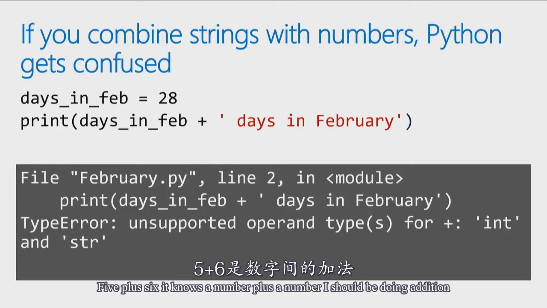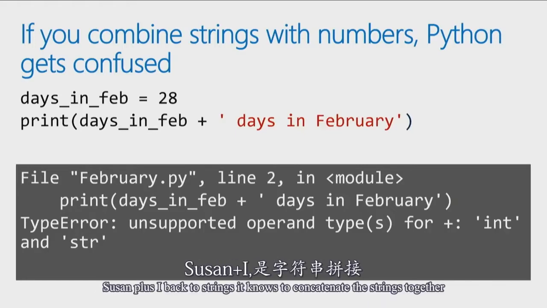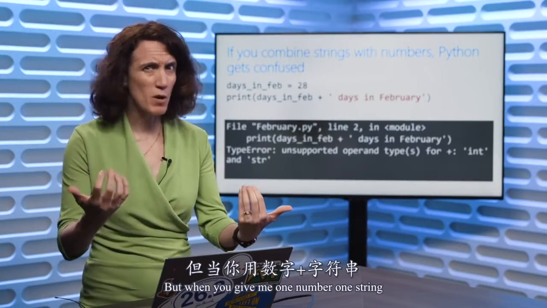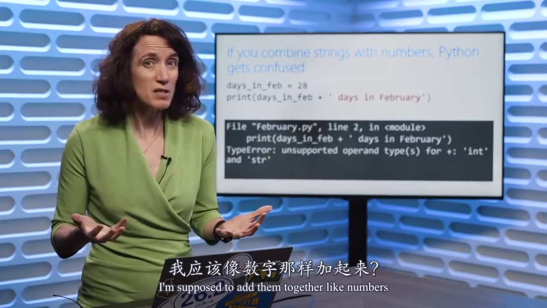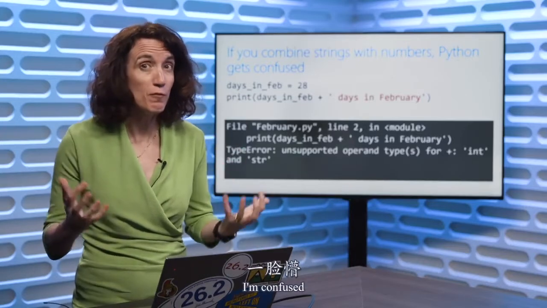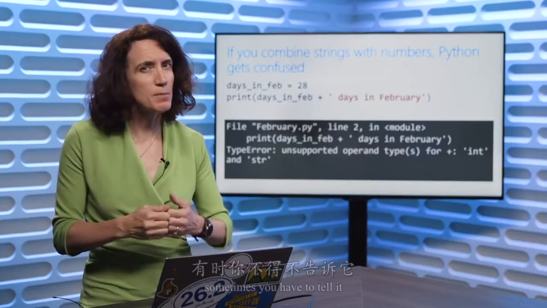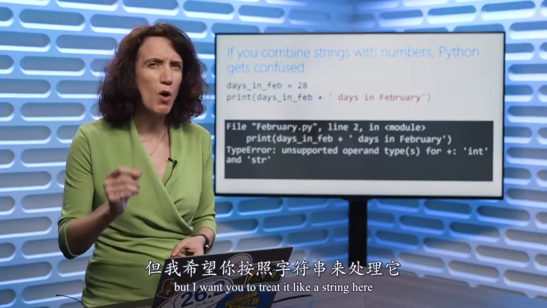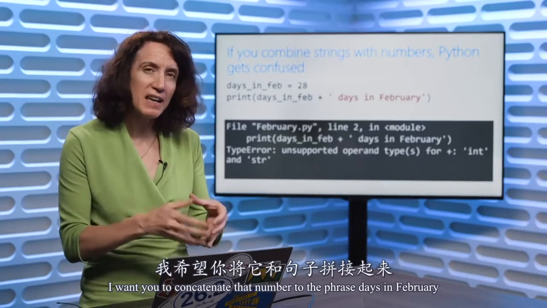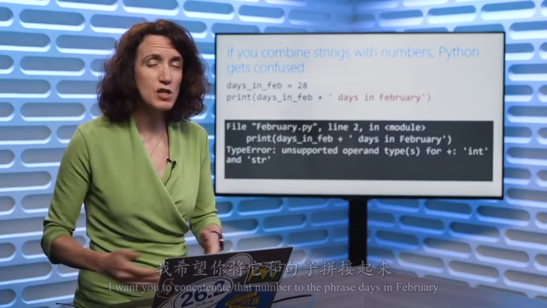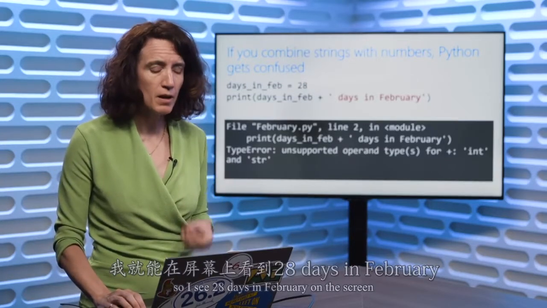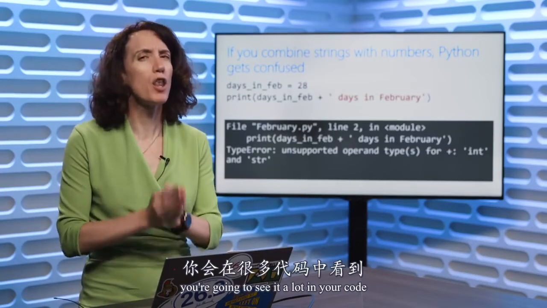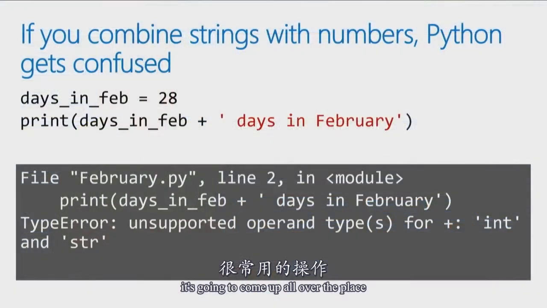What it's telling you is that it's actually the plus symbol that's confused. 5 plus 6, it knows a number plus a number, I should be doing addition. Susan plus IBAC, two strings, it knows to concatenate the strings together. But when you give it one number and one string, am I supposed to add them together like numbers, or concatenate them like strings? It's confused. So sometimes you have to tell Python, hey, I know that the days in February, 28 in this case, is a number, but I want you to treat it like a string here. I want you to concatenate that number to the phrase days in February, so I see 28 days in February on the screen. So we have to do what's called type conversion. Get used to this. You're going to see it a lot in your code. It's going to come up all over the place.